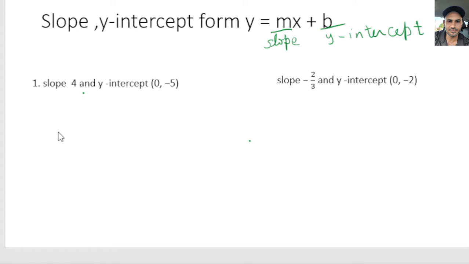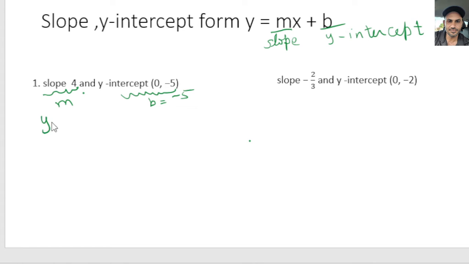Okay, so in these examples, we are provided information about the slope and the y-intercept, and basically we are going to use this information to calculate the equation of the line using this generic form. So if the slope is 4, which is m, and the y-intercept is b equals -5, you can just take this information and plug it into the equation of the line. That would be our equation of the line.